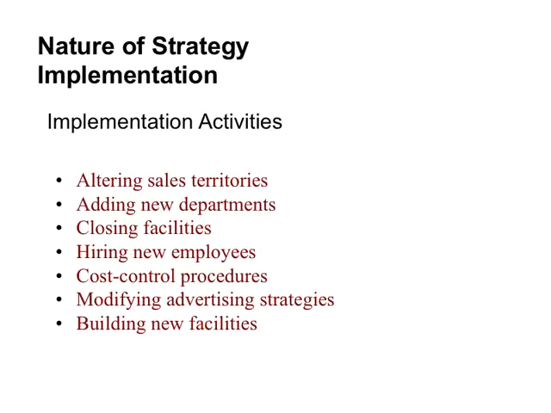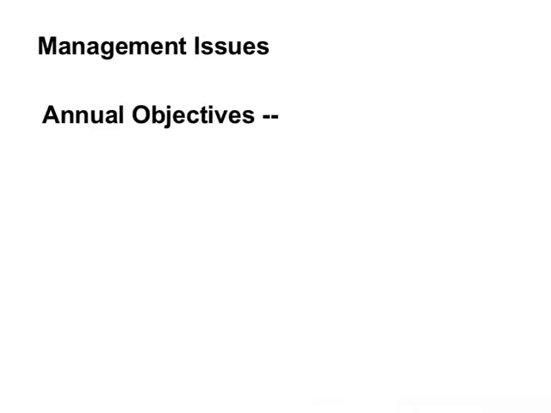Modifying advertising strategies relates to marketing, which is found in which section of the value chain? Advertising is found where in the value chain? Sorry? Which part of primary? Outbound, right, in the outbound section. Building new facilities, well, that is just adding to your plant and equipment.